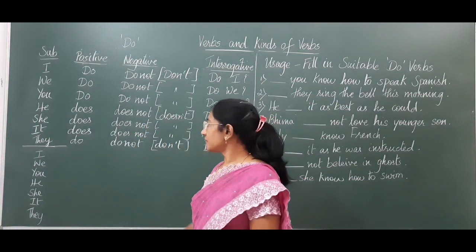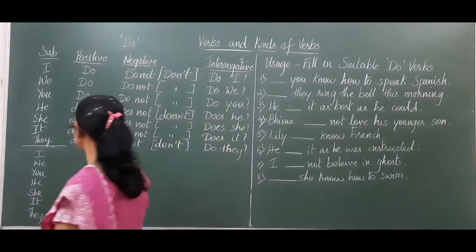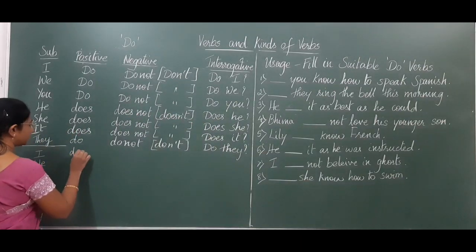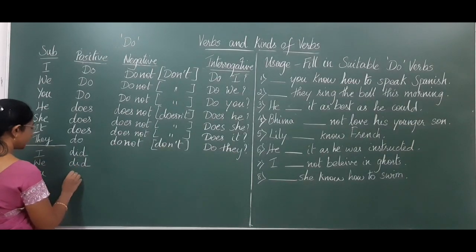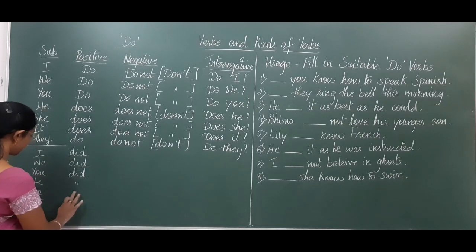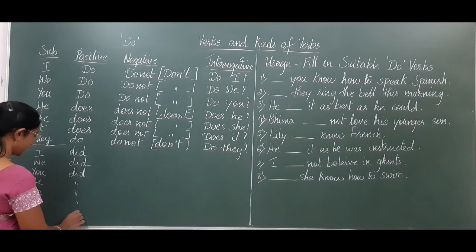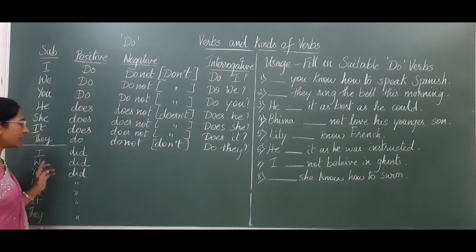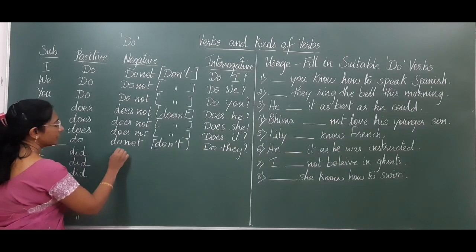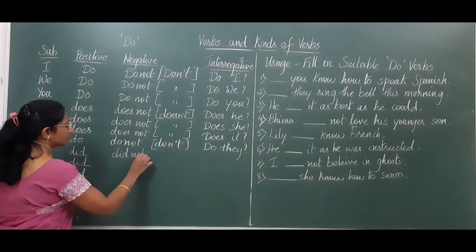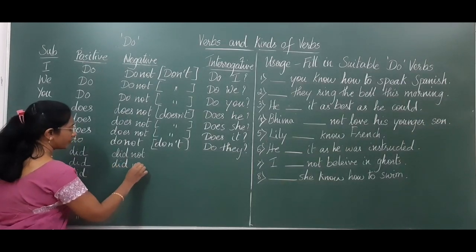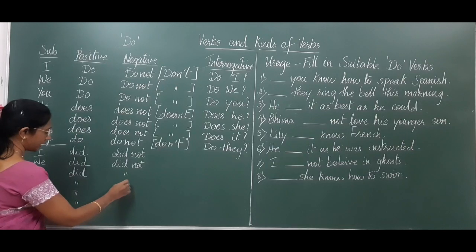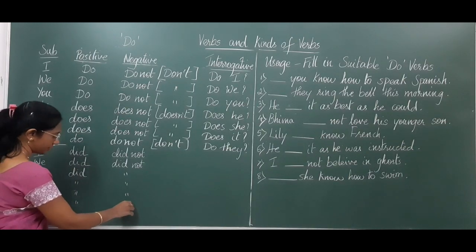The past tense of do verbs: I did, we did, you did, and so on for third person, he, she, it, and they. In the negative forms, I did not, we did not, and so on for the second and third person.